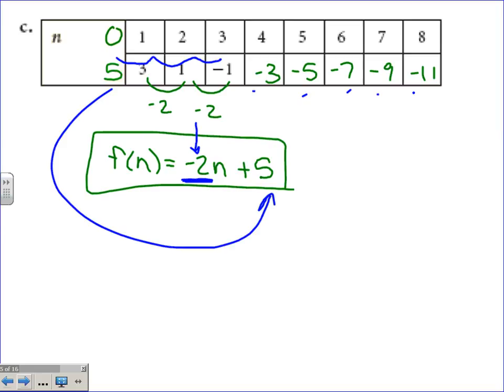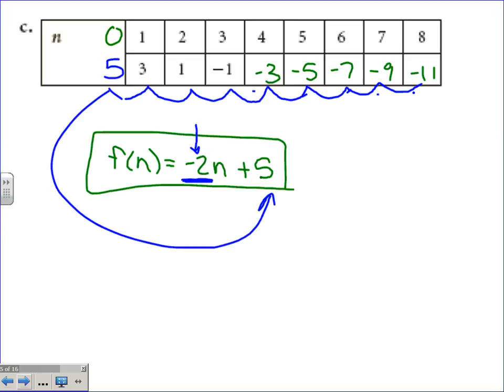Okay, let's try this. I'm just going to back this up just a little tiny bit here. How do you get from negative 11 to negative 9? Add 2. How do you get here? How do you get here? How do you get here? Add 2. So how do you think you're going to get here? So there's 5. Just add 2 every single time.